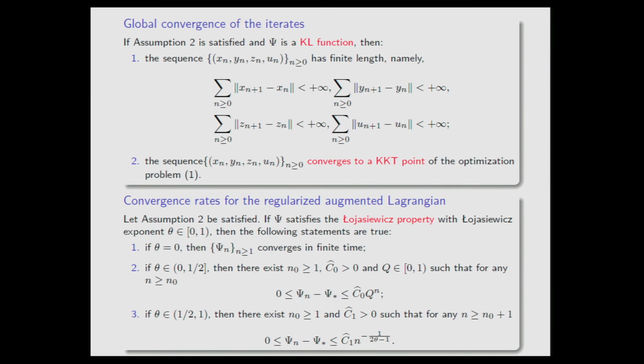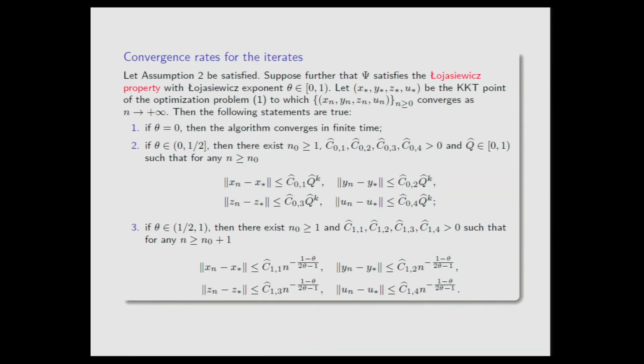And the question is, is there any reason behind having such a statement? Probably not. But from here we can derive rates of convergence for the sequences we generate in our algorithm. So we have convergence in finite time, linear convergence and sublinear convergence, depending on theta. Of course, such statements are known in other settings, for proximal gradient and for gradient methods, but not in this primal-dual setting.